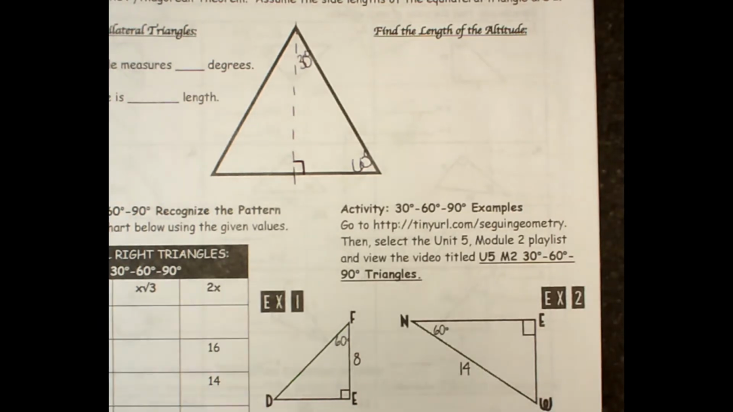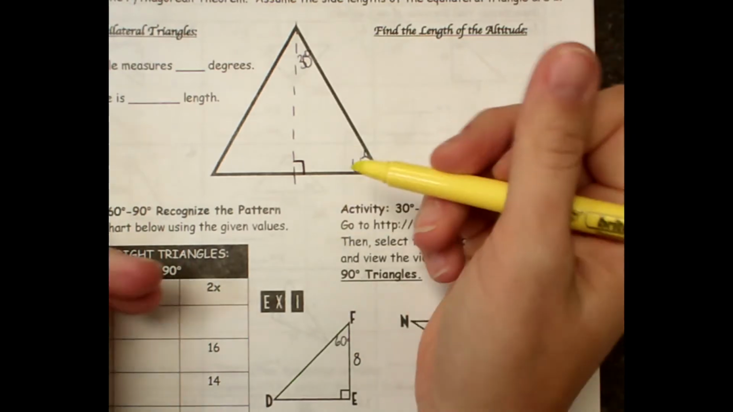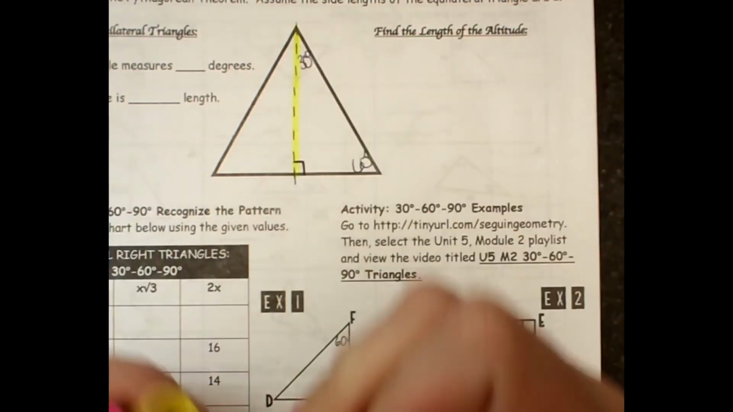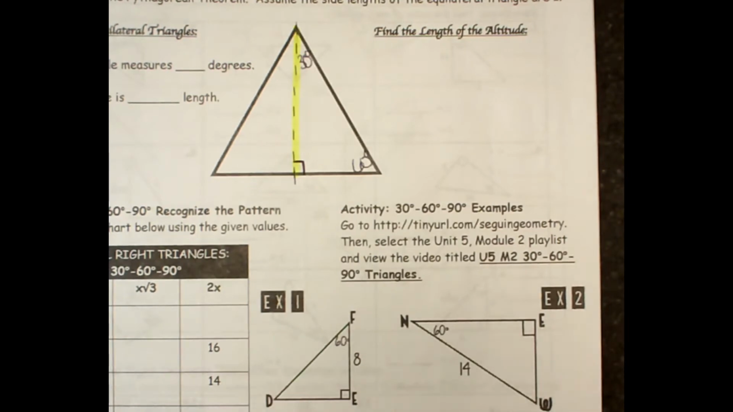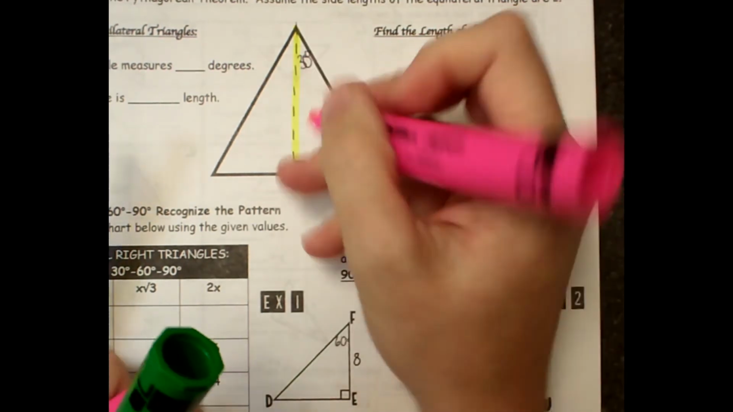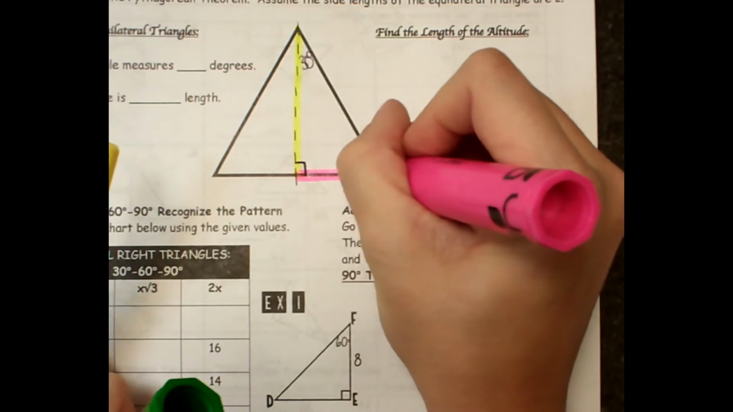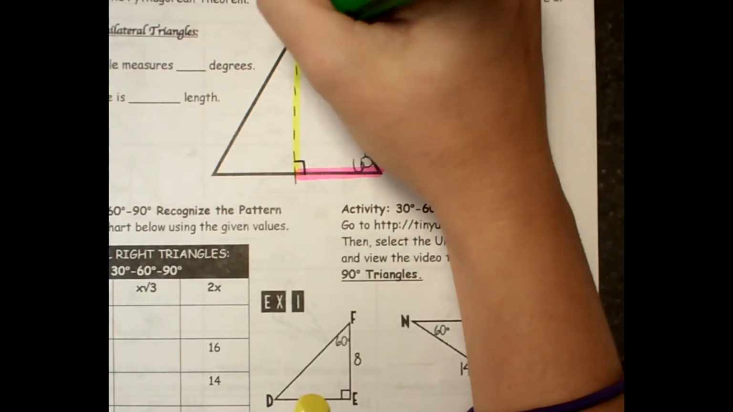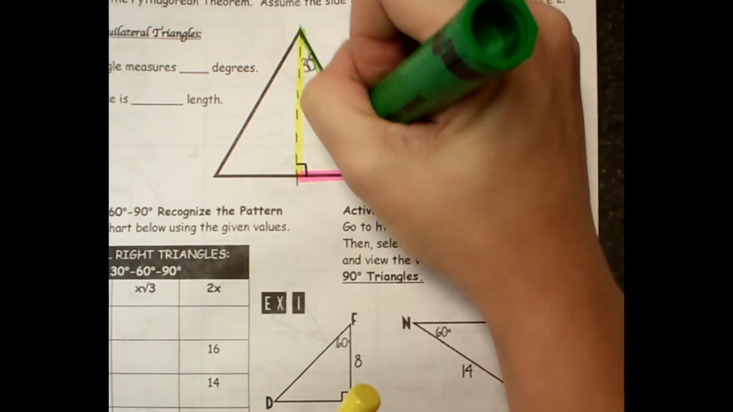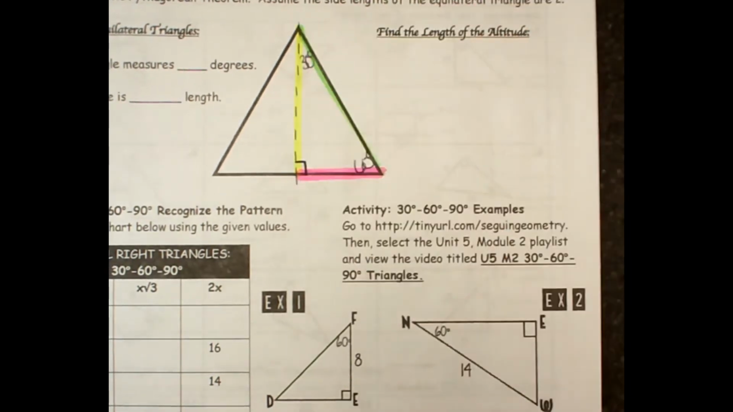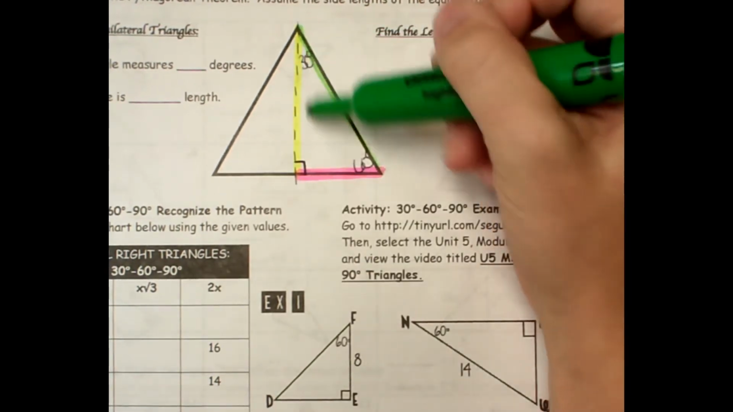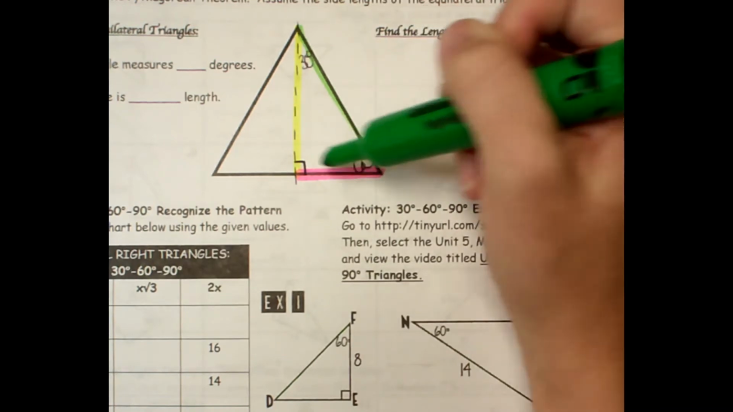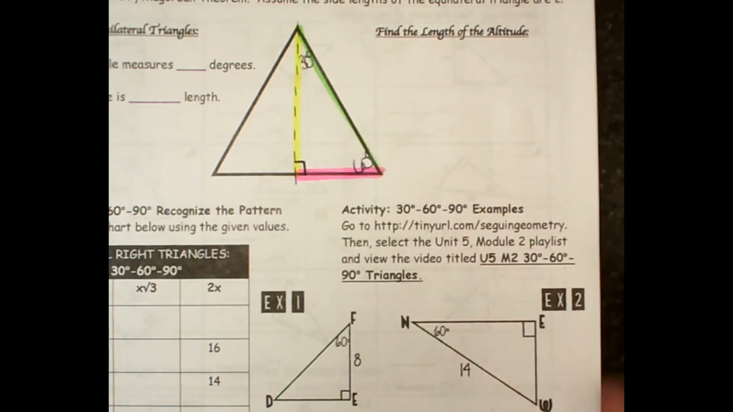I'm going to be using 3 highlighter colors. I'm going to reference this side as the one touching the 30. It'll always be yellow. This is the side that touches your 60-degree angle. And then this is the side that's across from your hypotenuse, okay? So the pink is across from the 30. The yellow is across from the 60, and the green is across from the 90.